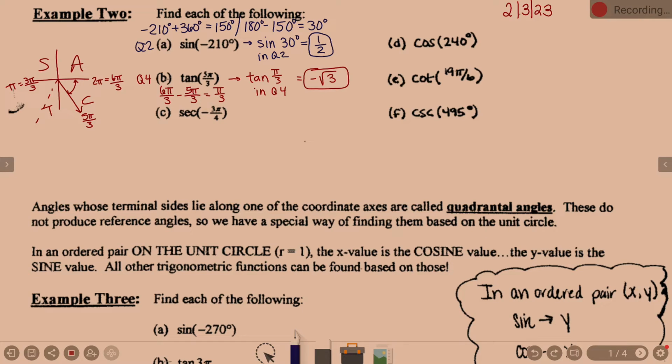Shall we talk secant? Secant of negative 3 pi over 4. We'll worry about secant later. Let's talk about negative 3 pi over 4. It's minus 4 pi over 4. But it's negative 3 pi over 4, so fourth quadrant? No, it'll be in second quadrant. Because it's going in reverse.